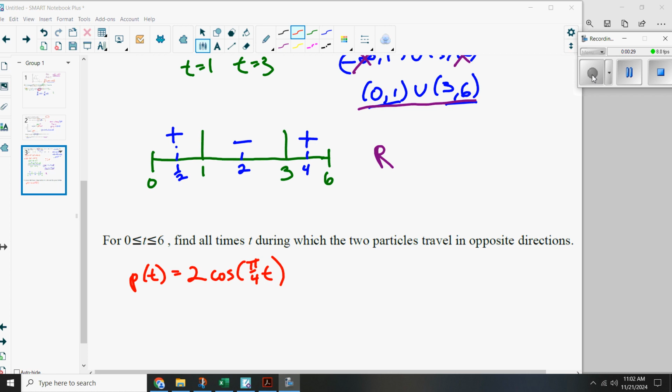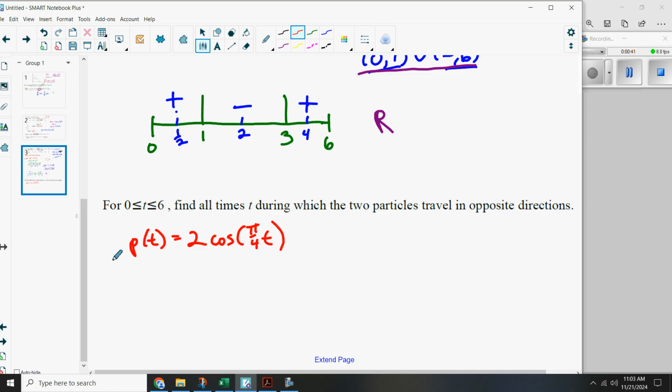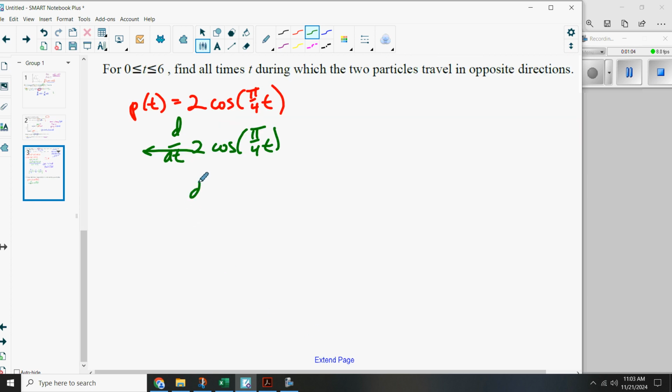So if I want to find out when they're moving in opposite directions, I clearly need to find out what direction particle P is moving in at different times. And to do that, just like I did with particle R, I have to take the derivative. So let's take the derivative with respect to t of 2 cosine pi over 4 t. I'm going to pull my 2 through the derivative, of cosine pi over 4 t.